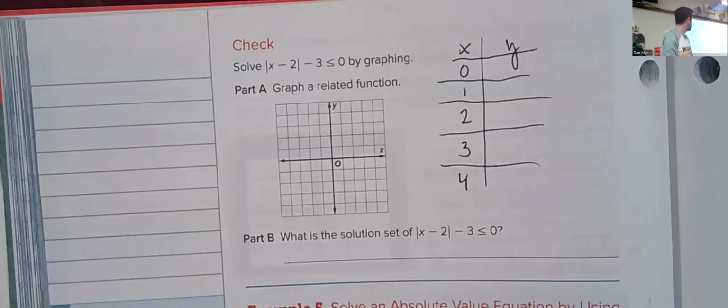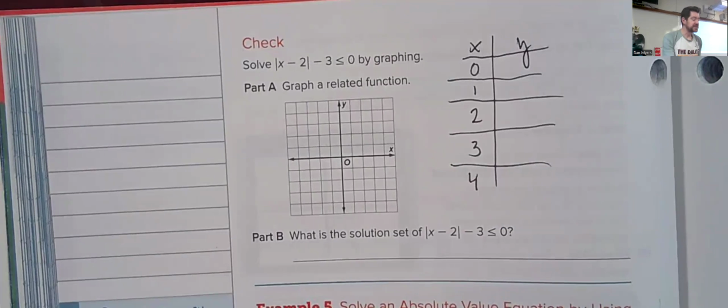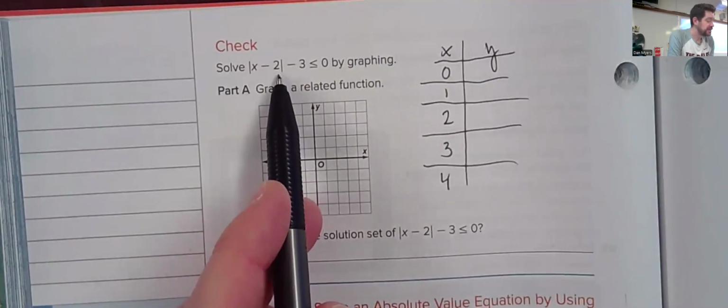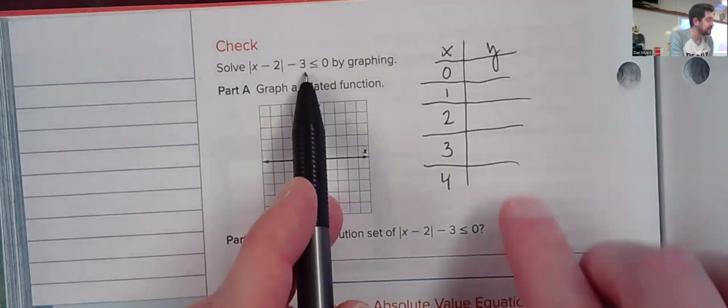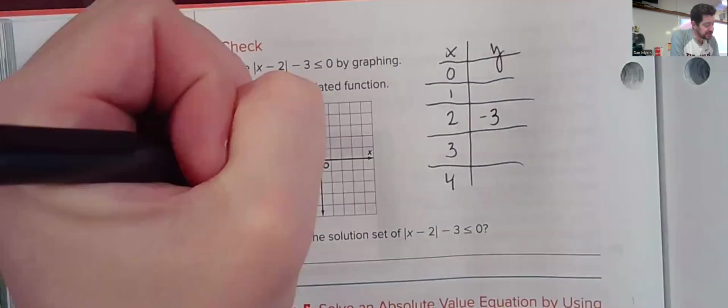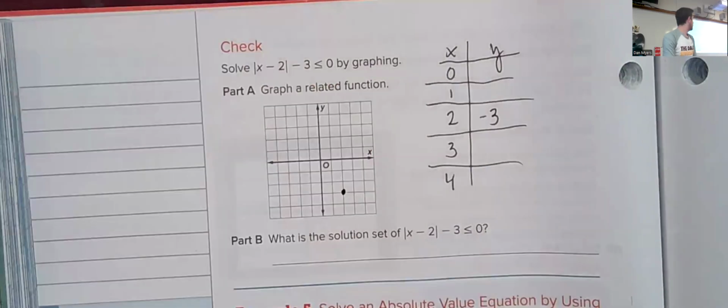So I'm going to put 2 in the middle and then have 1 and 0 here and 3 and 4 over here. So 0, 1, 2, 3, 4. We know that 2 is in the middle. We can do the vertex first. 2 minus 2 is 0. 0 minus 3 is -3. So we have the point 2, -3. That's our vertex. Right there. 2, -3.